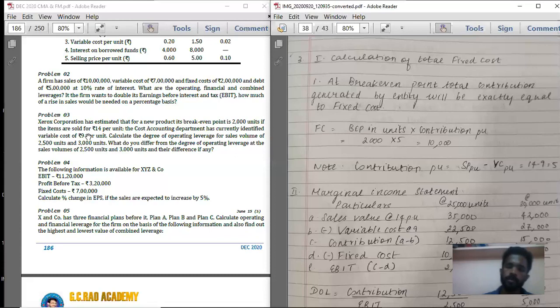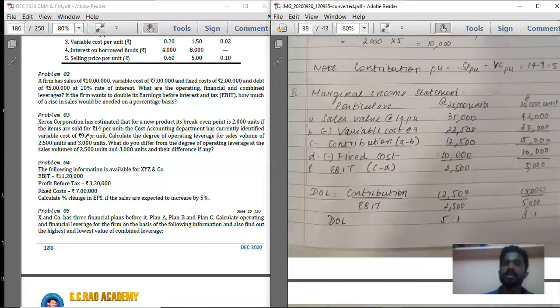Below that, statement number 2, marginal income statement. Put a 3 column table: first column particulars, second column at 2500 units, and third column at 3000 units. That is not 25,000 units, it is 2500 units and 3000 units.